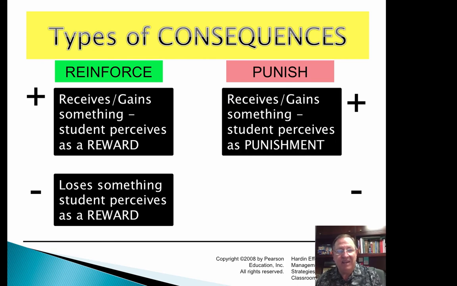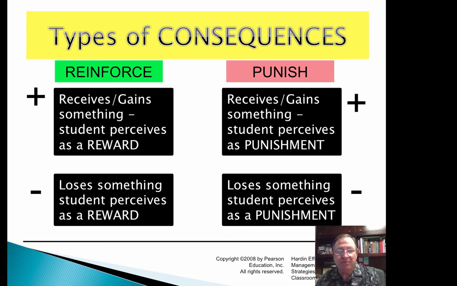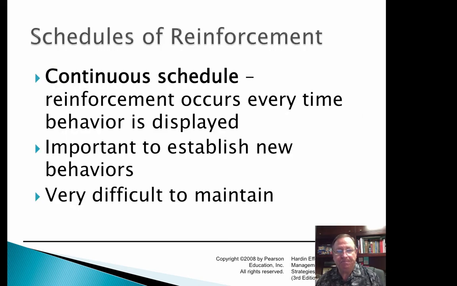Look, if they gain something they don't want, they perceive it as punishment. Notice they look almost the same. It all has to do with how the student perceives it. On the punishment side, if they receive something, or if some other consequences apply that they don't want to have to do or don't like, they perceive it as punishment. If they lose something that they wanted to do, they perceive it as punishment. So be aware of positive and negative reinforcement as well as punishment in the consequences.